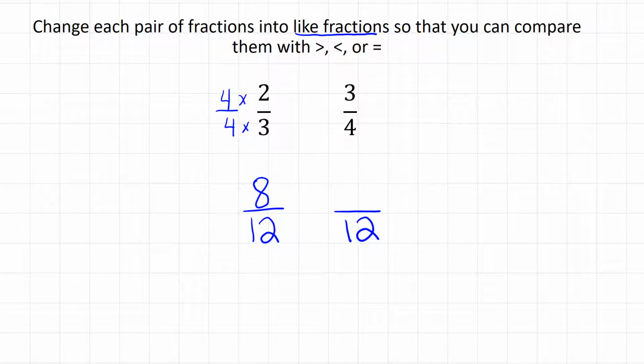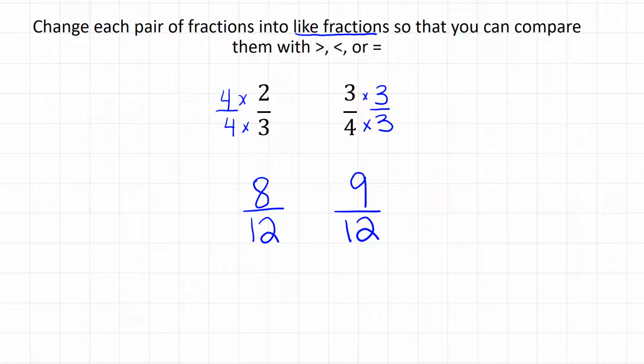For my second fraction, I had to multiply the denominator by 3 to get the common denominator of 12. And whatever I do to the denominator, I have to do to the numerator as well. So I'm going to multiply the top by 3 as well. 3 times 3, another simple math fact, is 9. Perfect.